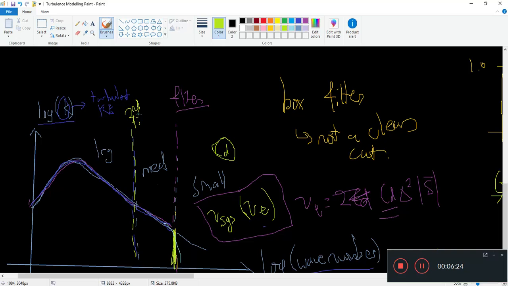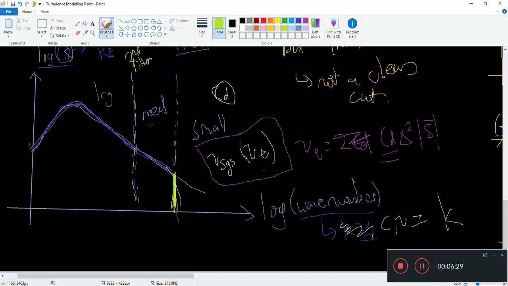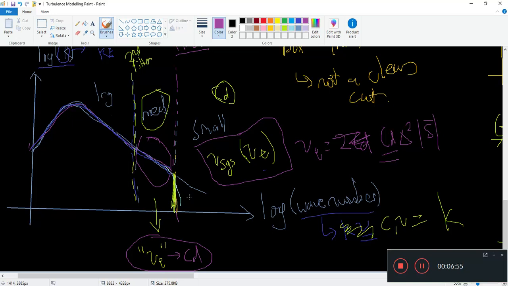And what is the purpose of this second filter? The second filter is to sort of separate out these medium eddies, and you try and find the nu t here, and then from this nu t, you can sort of get a dynamic coefficient, right? Because you actually know the velocities here after you solve your equation, so you know your nu t here exactly, and from that you can sort of guess this CD here.